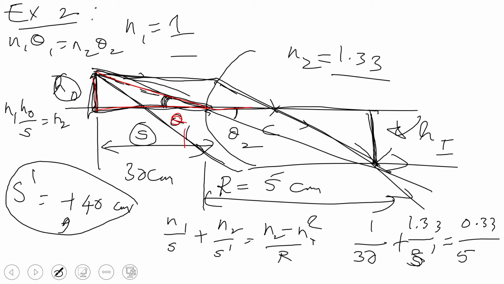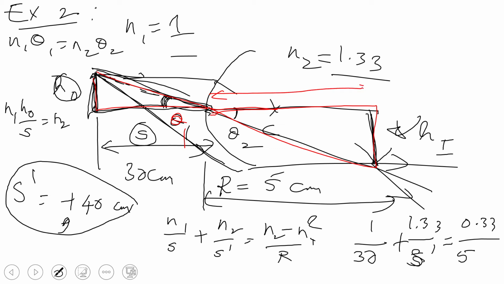In case of theta 2, oh sorry, in case of theta 2, the triangle I'm going to consider is this. And this distance is the image distance S prime from O to the image point I, and this is the height of the image. So then I would have n2 hi over S prime, right? And so I need my magnification.